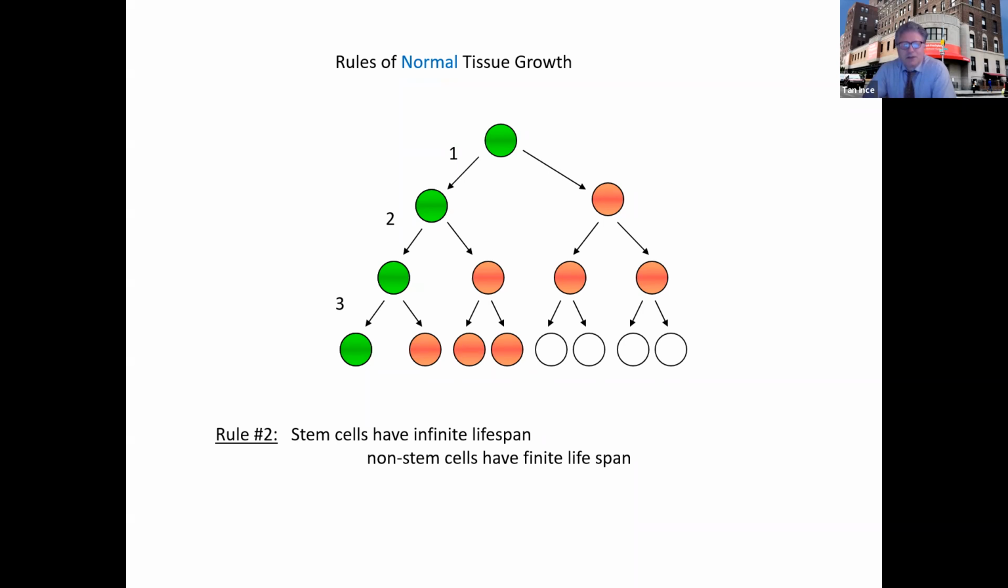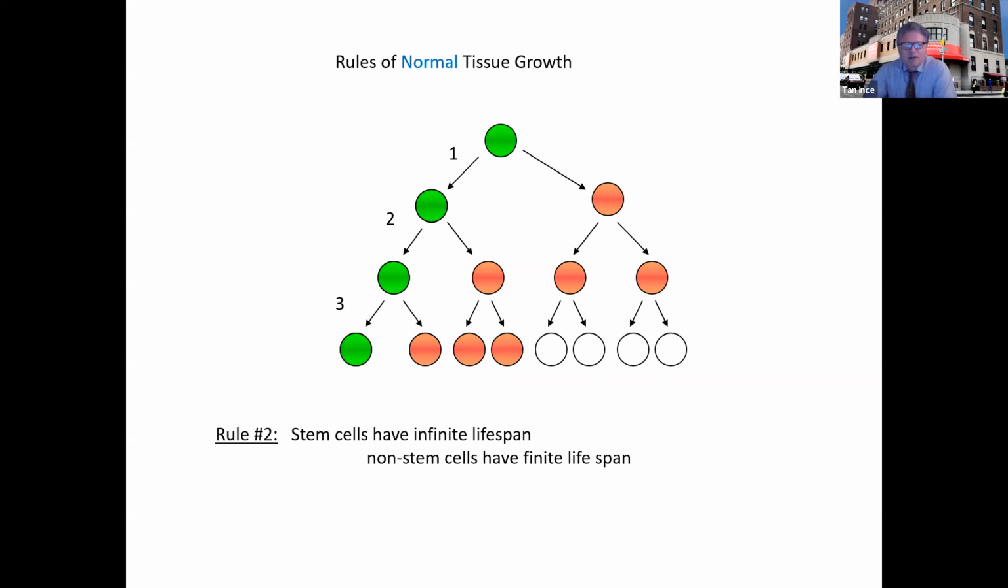So the lineage you see numbered 1, 2, 3 with the arrows, that's green, that can go for the lifetime of an organism as a stem cell. But the daughter cells will have finite lifespan. And let's say that the second generation shown in white are terminally differentiated cells. That is, they cannot divide anymore.